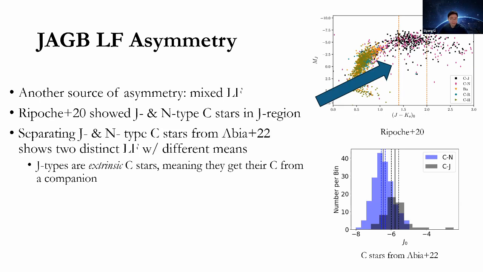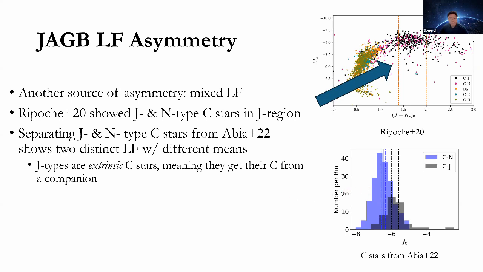Now, what we did was we took stars from the Abia 2022 paper, which had also spectroscopically identified these J and N-type stars. And we applied color cuts to make sure to extract the stars that are in the J region, and then we plotted their luminosity function, or essentially the histograms of their magnitudes. And what we found was that there's two distinct luminosity functions created by these N-type and J-type stars. In particular, the means of these two luminosity functions are actually not really consistent with each other.